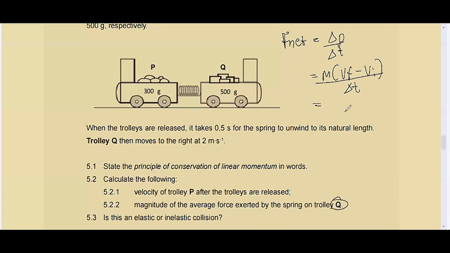Then for trolley Q, the mass is 0.5. Our Vf is 2 meters per second, but initially it was stationary, so that's 0. And then our change in time, they say it takes 0.5 seconds for the spring to unwind to its natural length after it is released. So that's 0.5. Now, if we divide this, we are left with 2. So that's 2 newtons. Now, to which direction? It's to the right, of course.